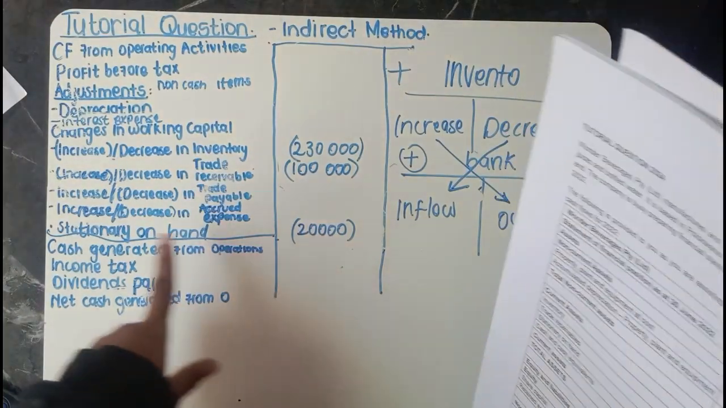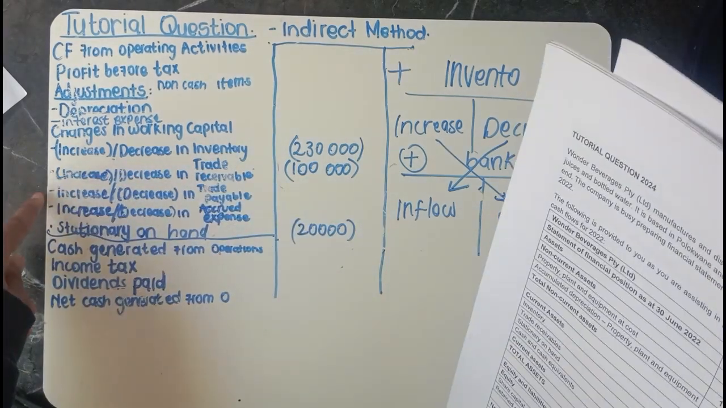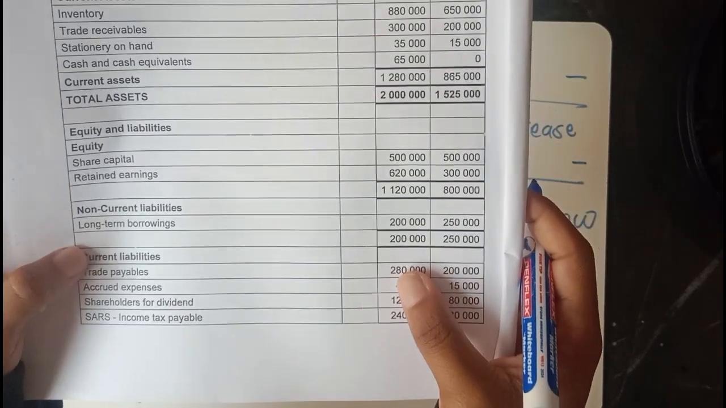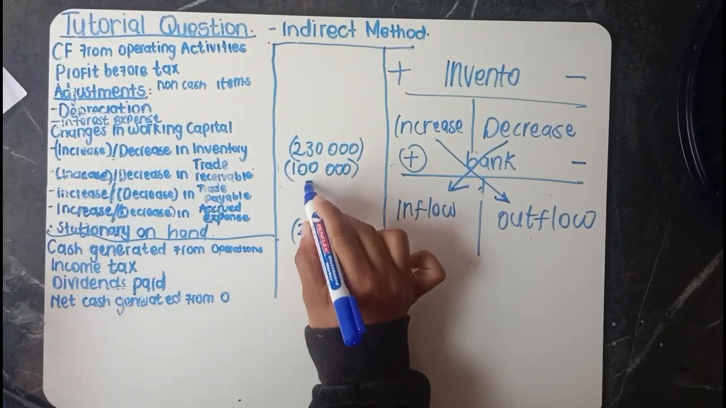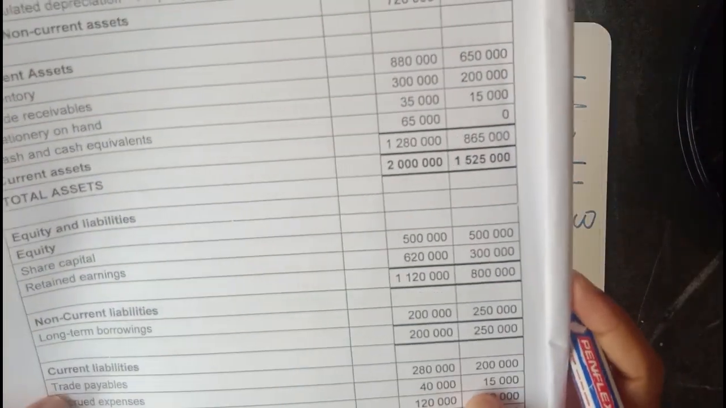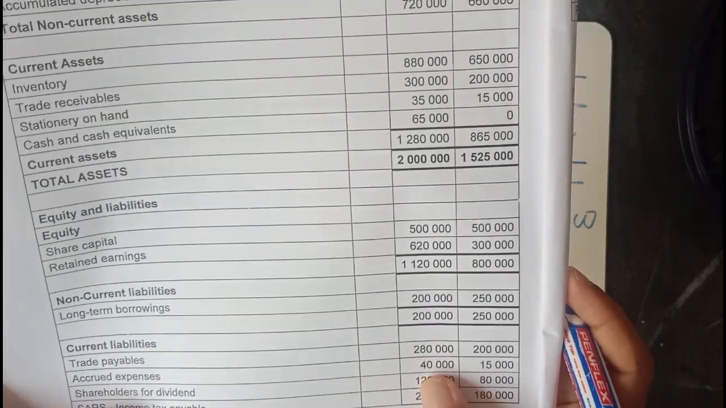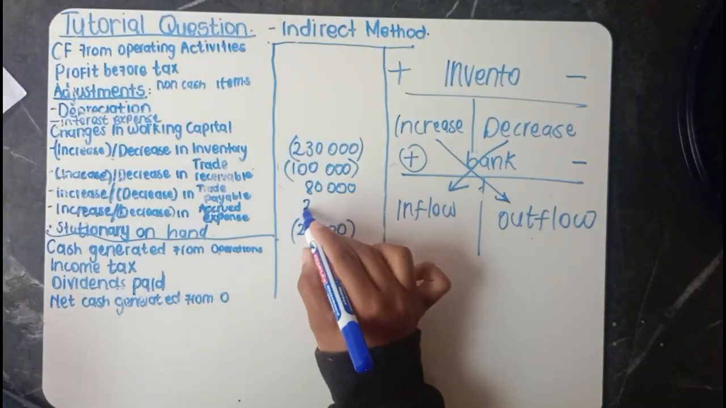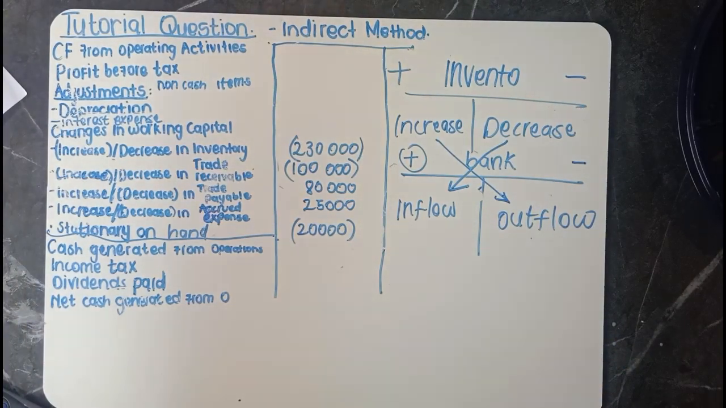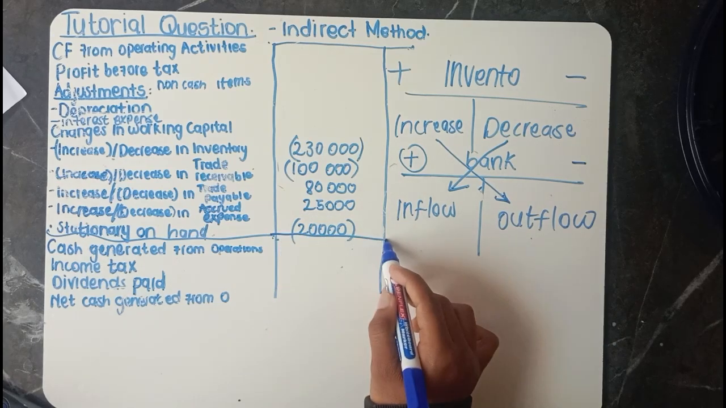Now, remember, an increase in assets will always be in brackets. And now let's move on to our liabilities. We have trade payables and it has increased by 80,000. Because it's a liability, it's not going to be in brackets. Then our accrued expenses increased from 15,000 to 40,000, which is a 25,000 difference. So we're going to have 25,000, but it's not in brackets because it's a liability. An increase in liability doesn't have brackets. It's not an outflow, it's actually an inflow.